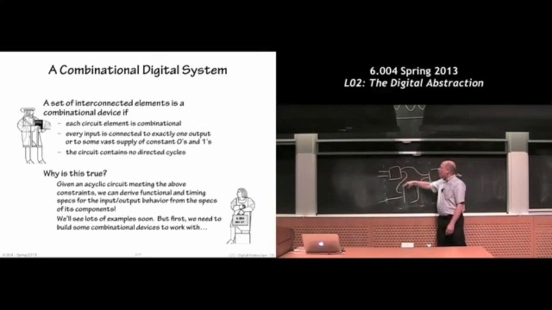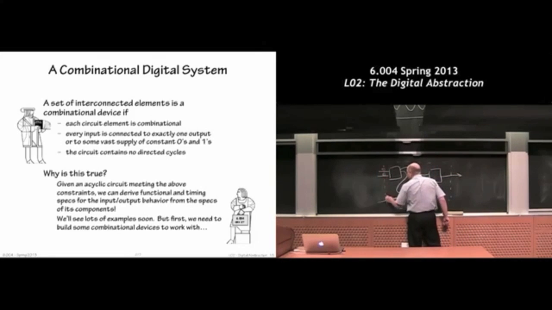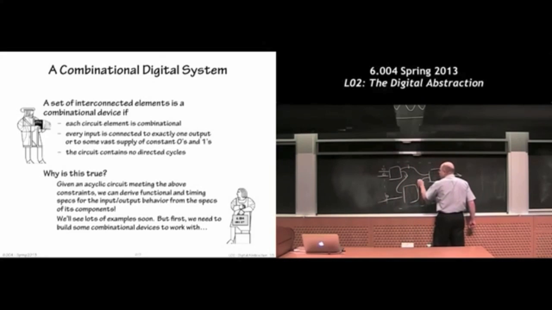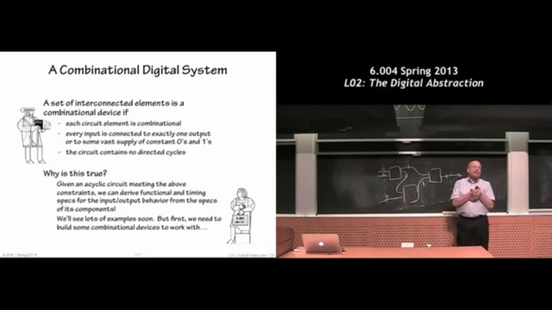Is there a way I can derive the functional specification for this guy, given the functional specifications for each of the devices? And the answer is sure. I'm going to start off by putting zeros in each of these guys, and then I can figure out what's on this wire and this wire, and now I can figure out what's on this wire, and now this wire, using the functional specifications of each of the building blocks.